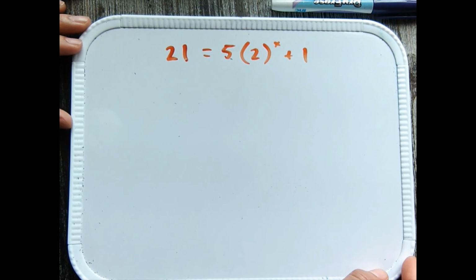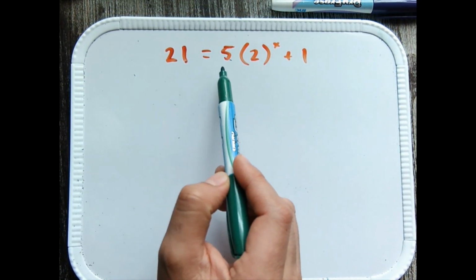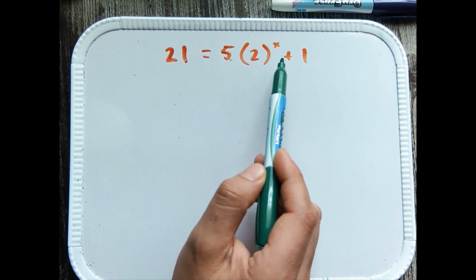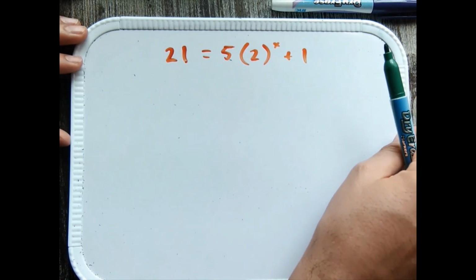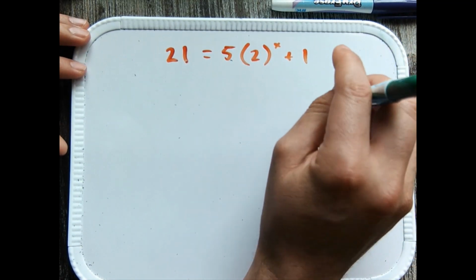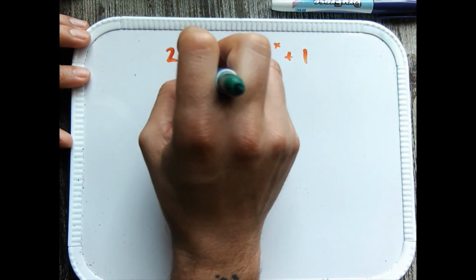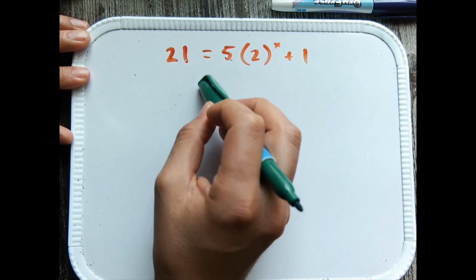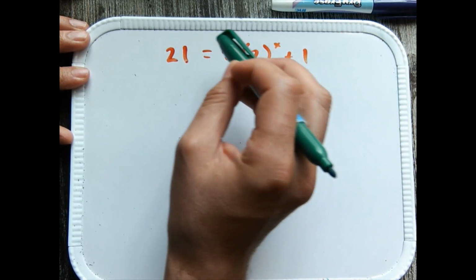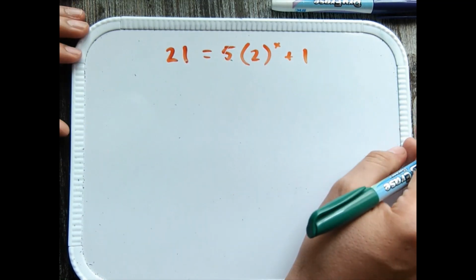All right, for the second example, what we have is 21 is equal to 5 times base 2 raised to the power of x plus 1. This example is exactly the same as the previous one. The only difference is that it's set up a little bit different. Now we have x on the right side of the equal sign, so I have to get rid of all the numbers around x and move them to the left side of the equal sign. Everything else is the same process.